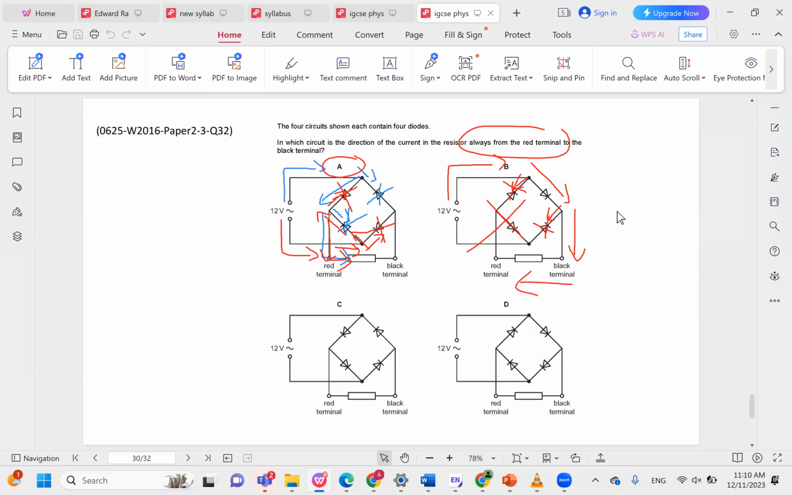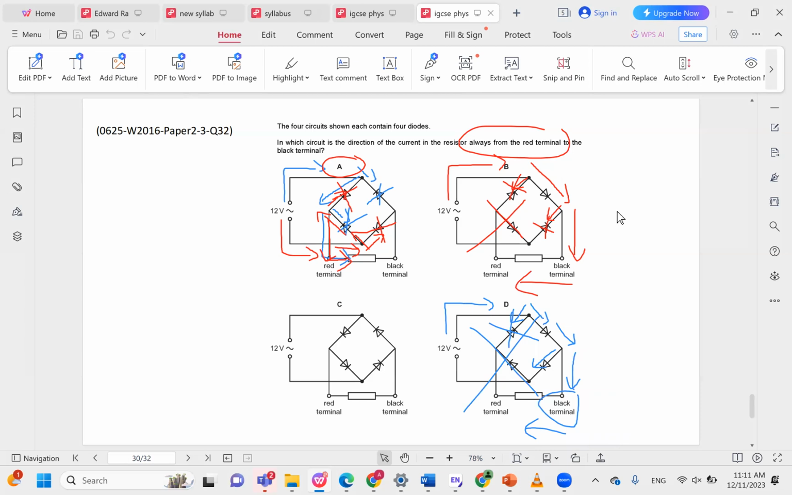So in D, let's move through D. The current moves in this direction. It can go in either one of these, but this diode blocks it, so it moves in this direction. Now it can go in this direction and it can go in this direction, no problem. So there is a case where we can go from black to red. So D, of course, is also wrong.